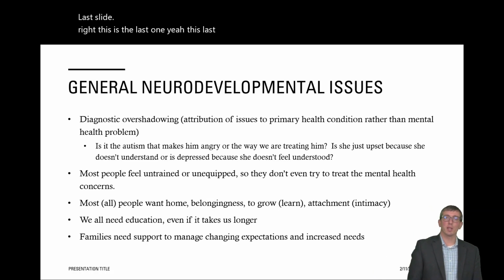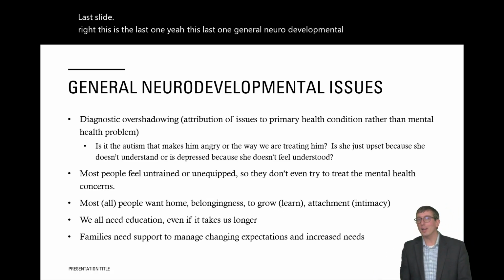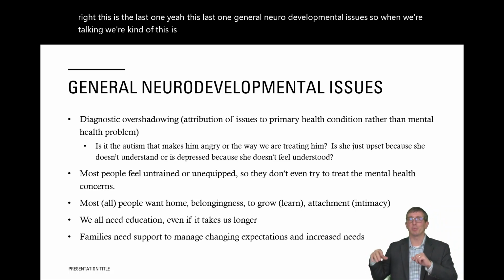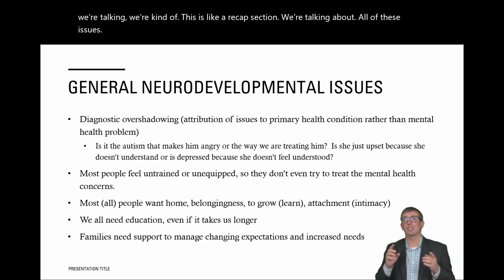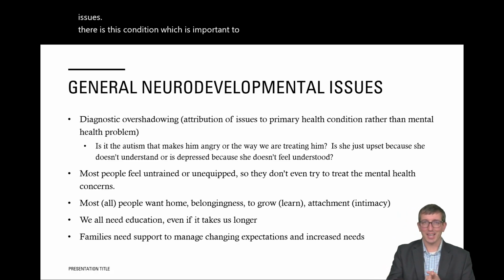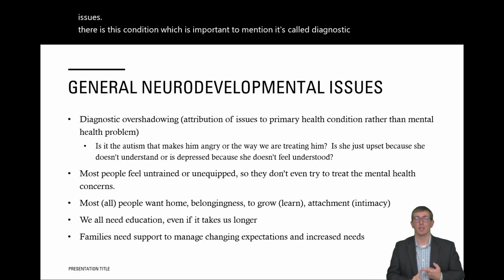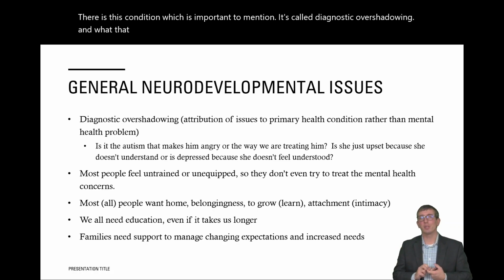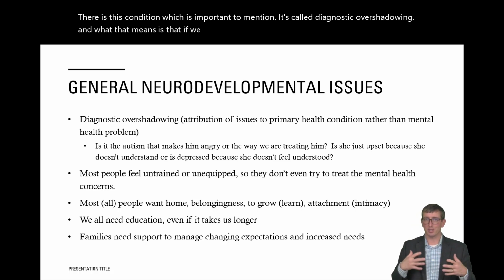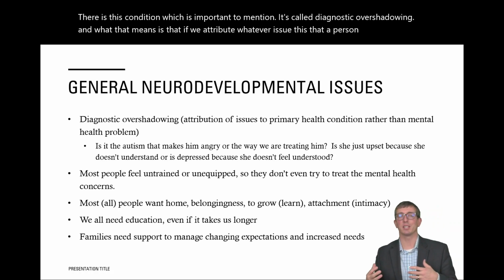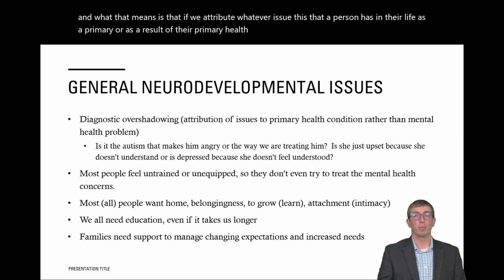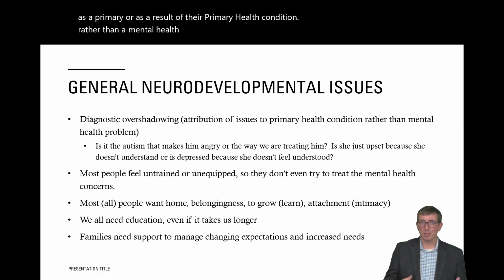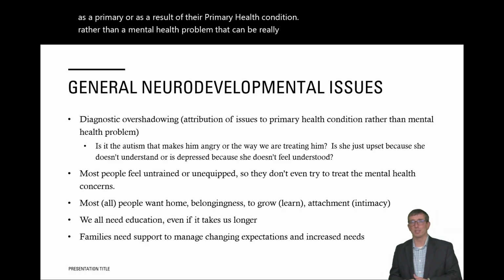General neurodevelopmental issues. This is like our recap section. When we're talking about all of these issues, there is this condition which is important to mention. It's called diagnostic overshadowing. And what that means is that if we attribute whatever issue a person has in their life as a result of their primary health condition rather than a mental health problem, that can be really problematic. In other words, well, of course this person is mad.